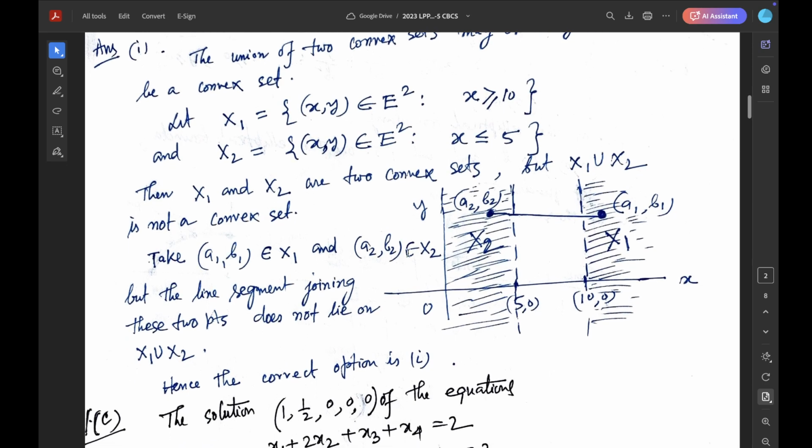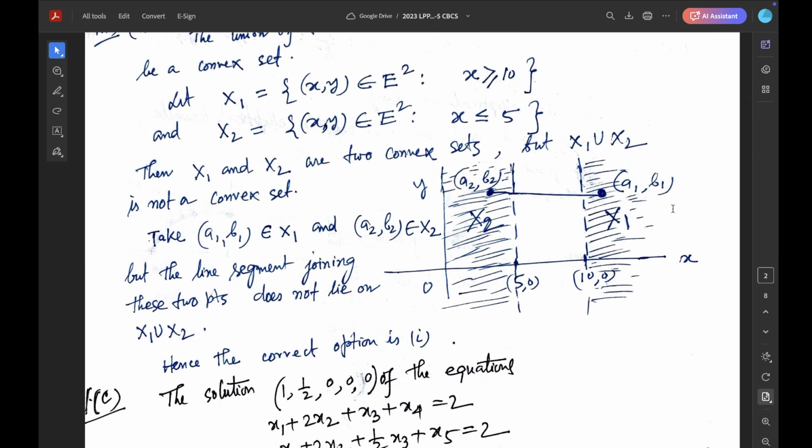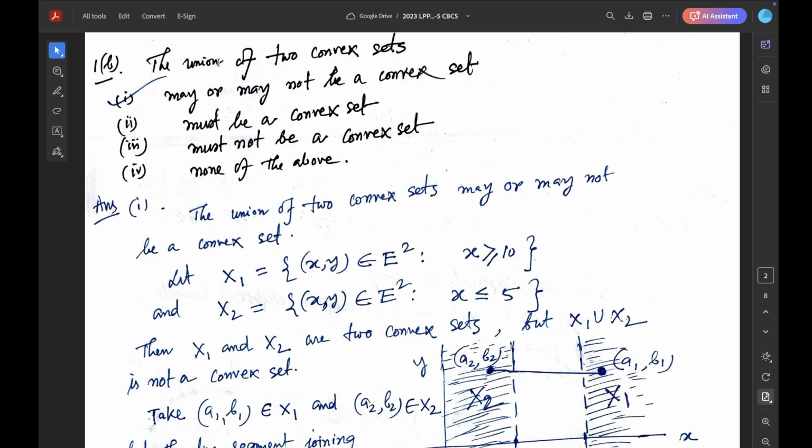a convex set. Take any point (a1, b1) on the set capital X1 and (a2, b2) on the convex set capital X2, but the line segment joining these two points does not lie in the union, because this portion does not lie in either of these two sets. So the line segment joining these two points does not lie in capital X1 union capital X2. So the union may or may not be a convex set. The correct option is this.